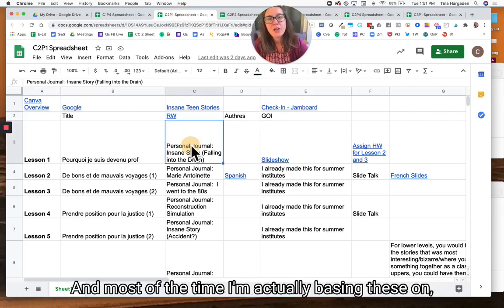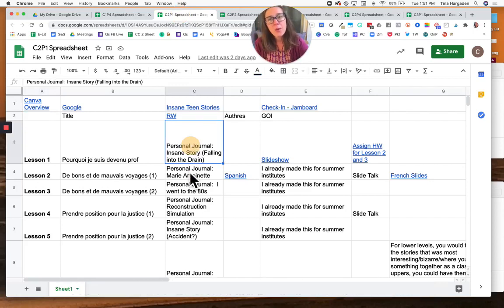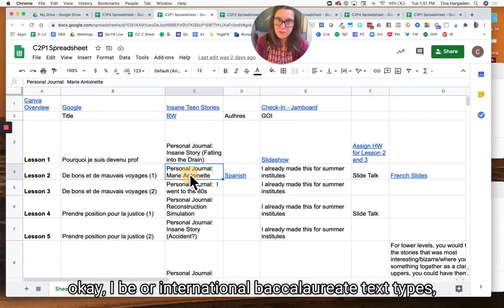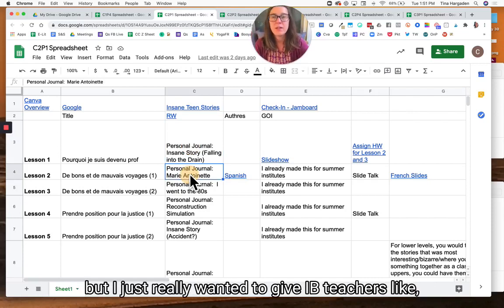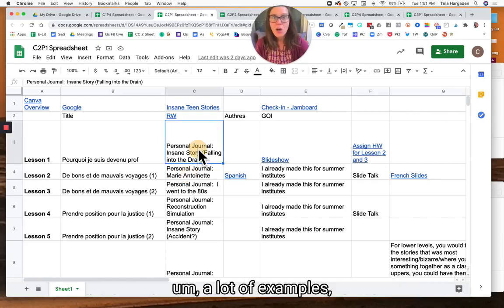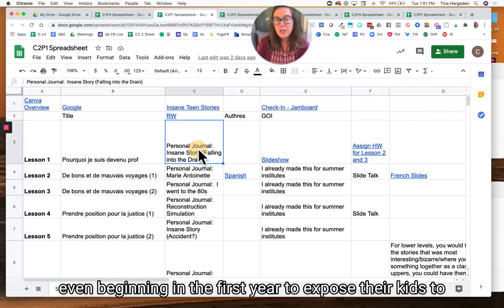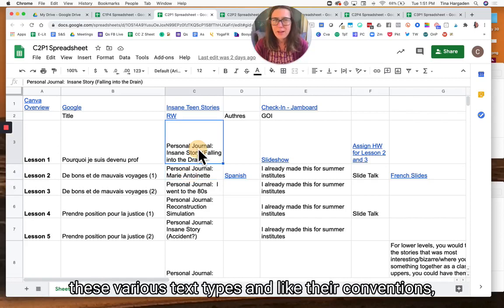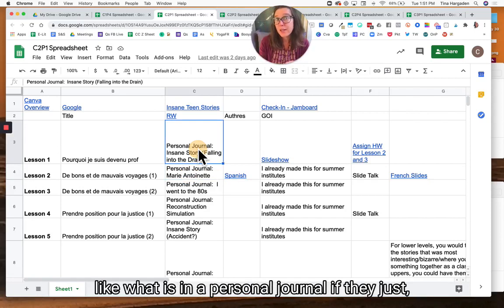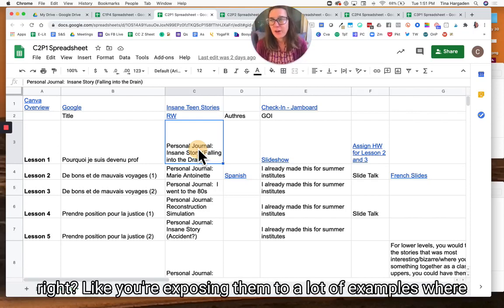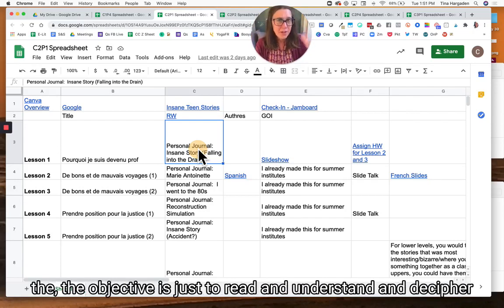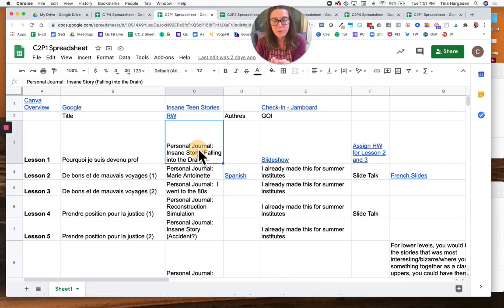And most of the time I'm basing these on IB, or International Baccalaureate, text types. Not that they can't be used for everybody, but I really wanted to give IB teachers a lot of examples, even beginning in the first year, to expose their kids to these various text types and their conventions, like what is in a personal journal. You don't have to teach them that stuff, but it's like the verbs, right? You're exposing them to a lot of examples, where the objective is just to read and understand and decipher the language in the text.